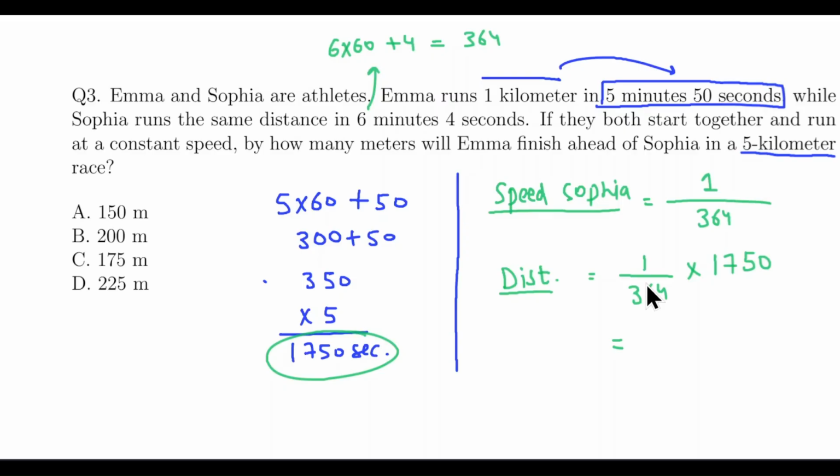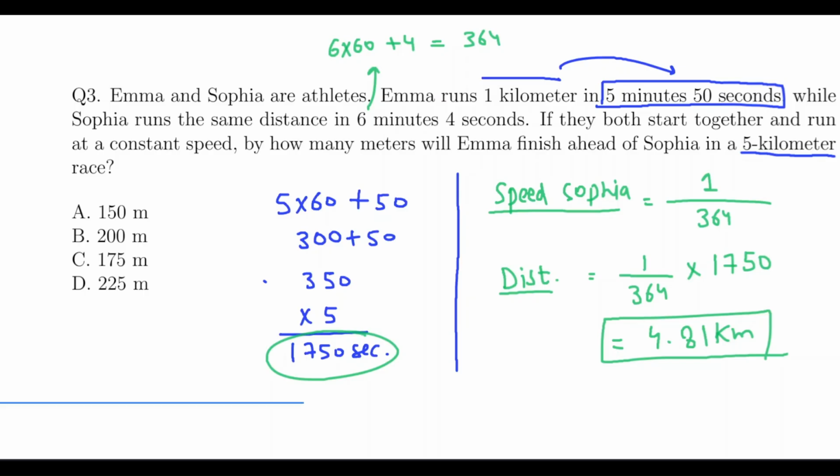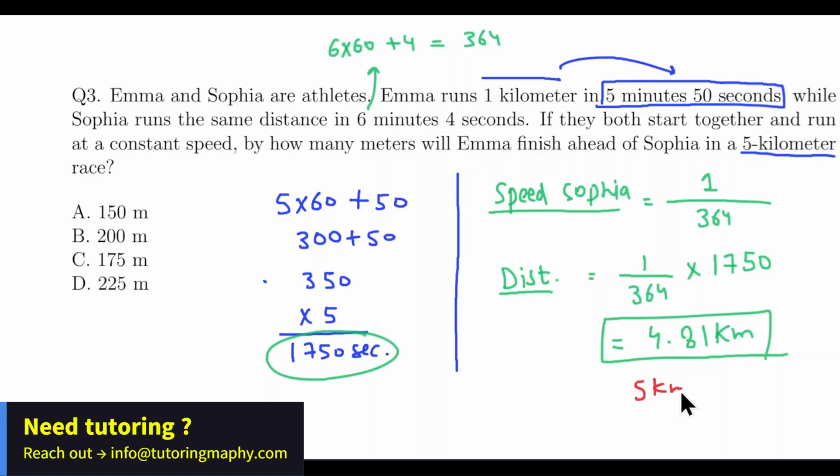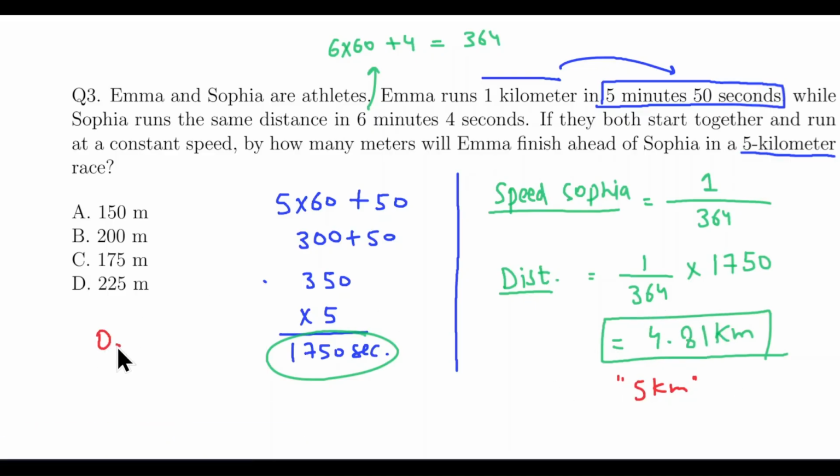So this number is 4.81 kilometers. So it definitely makes sense that Emma finished 0.2 kilometers ahead, and 0.2 kilometers is of course 200 meters. You understand, right? Because that was a 5 kilometer race, and when Emma finished the race, Sophia is still 0.2 kilometers short. So 0.2 kilometers is nothing but 0.2 multiplied by 1000, which is just 200 meters. So that's going to be option B.